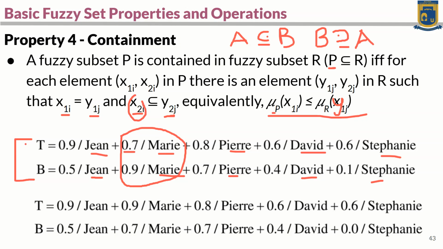I don't know if you've seen it now. If you look at the Marie value, the rule breaks because the degree of membership has to be less than, the lesser one. So T cannot contain B, and B also cannot contain T. So it's neither of them. The rule broke over here. Because of that, you can't say that T contains B. Have you seen it now?